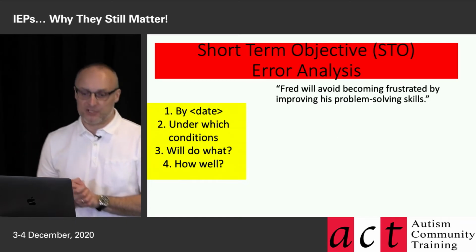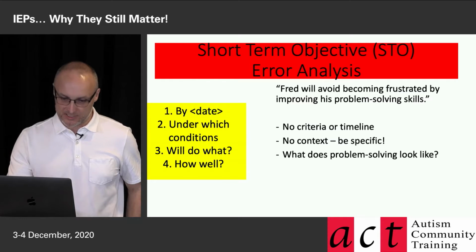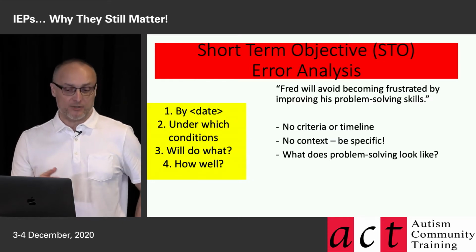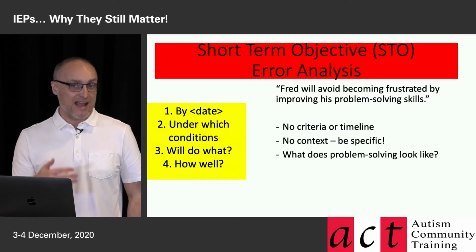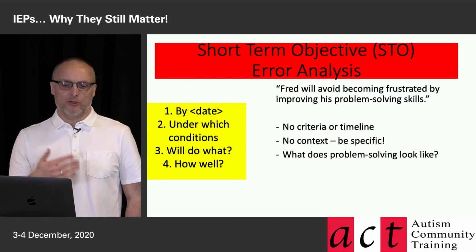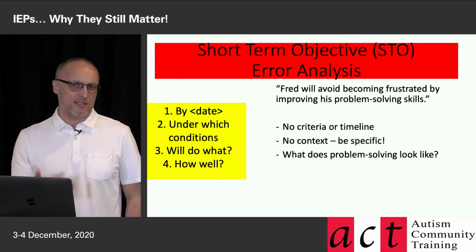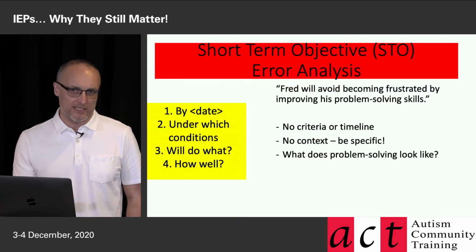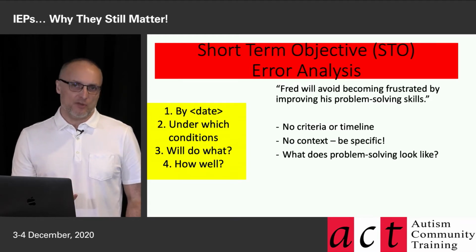Fred will avoid becoming frustrated by improving his problem-solving skills. So again, no criterion or timeline. When will this be achieved? How will we know it's been achieved? Under which context or circumstances is he engaging in problem-solving? We have no idea. What does problem solving look like?